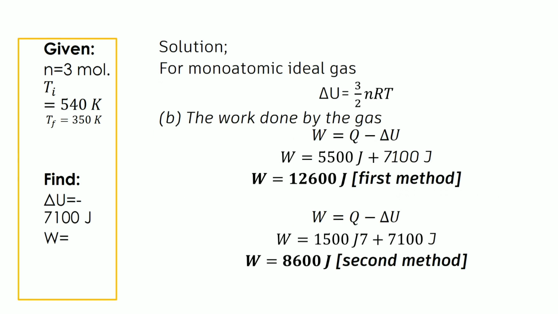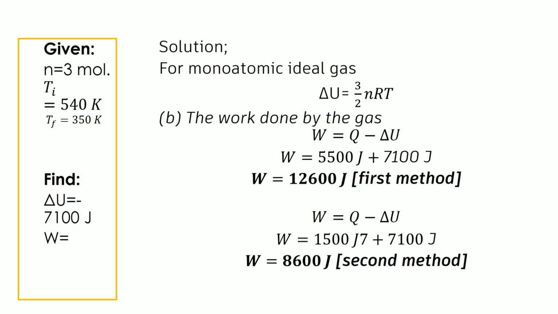Next, let's proceed to finding the work done by the gas. In the problem, it is stated that there are two methods. First, on our first method, we have 5,500 joules of heat that flows into the gas. So this is the solution.